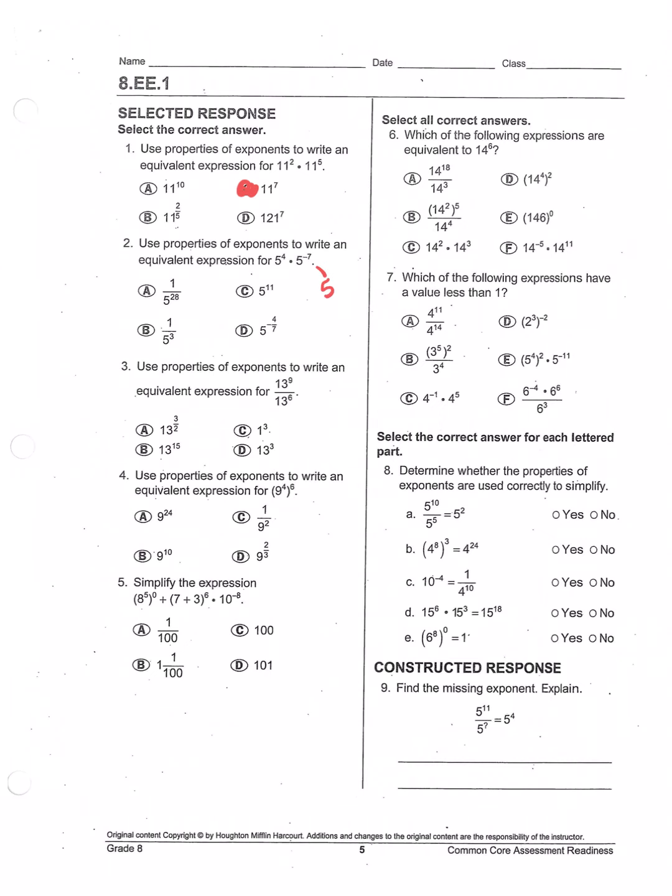Adding exponents would be 5 to the negative 3, and then make that positive by moving it to the bottom. So that's B. Number 3, use properties of exponents, write an equivalent expression for 13 to the 9, divided by 13 to the 6. Dividing would be subtract your exponents. So that would be 13 to the third power, D.